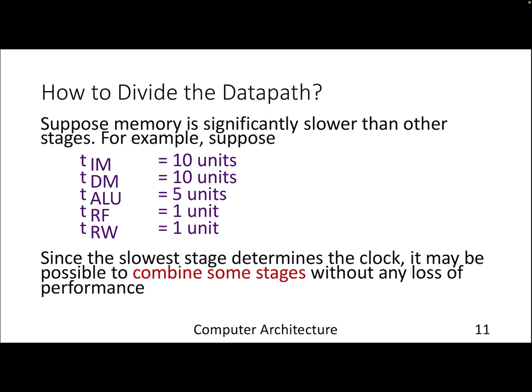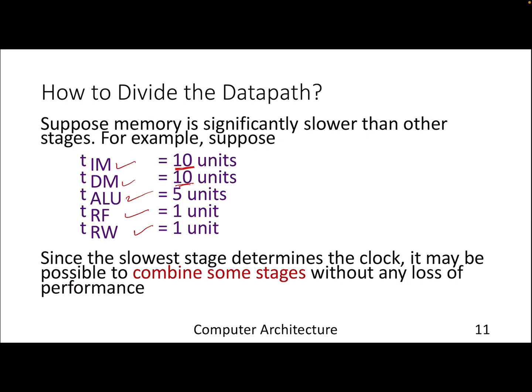So for example, suppose you have this data path, where accessing instruction memory takes 10 units. Data memory, obviously, again takes 10 units because they are both memory. And let's say the ALU takes 5 units of time, the register file takes 1 unit, and the other data path, which is doing some rewrite, takes 1 unit. It's basically the writing back into the register.